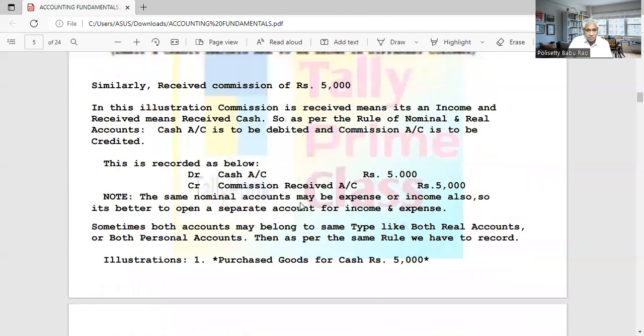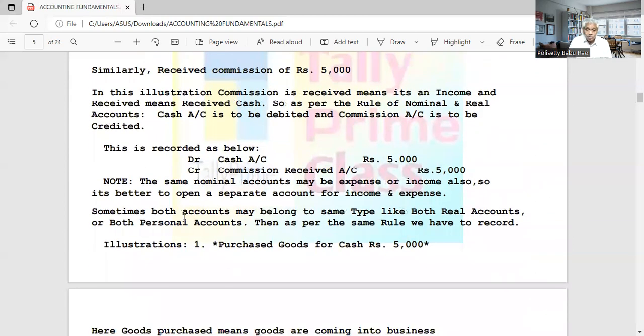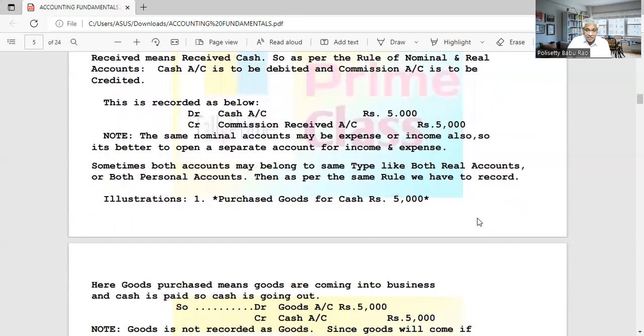Here, in these three examples, one account belongs to one type and another account belongs to another type. But sometimes two accounts may belong to the same type. Two accounts may be personal accounts, or two accounts may be real accounts, but never two nominal accounts. Either two personal accounts or two real accounts. In such a case, we have to apply the same rule for both accounts: one will be debit, one will be credit.